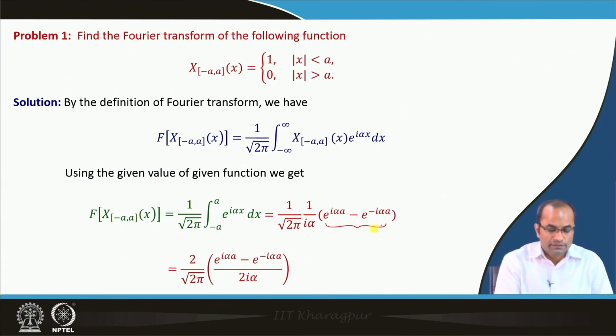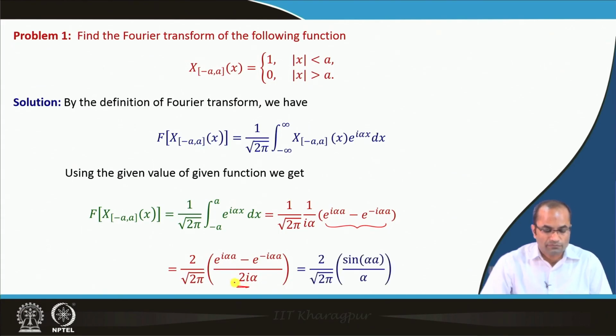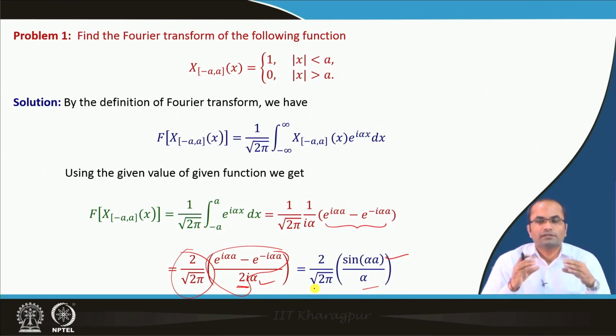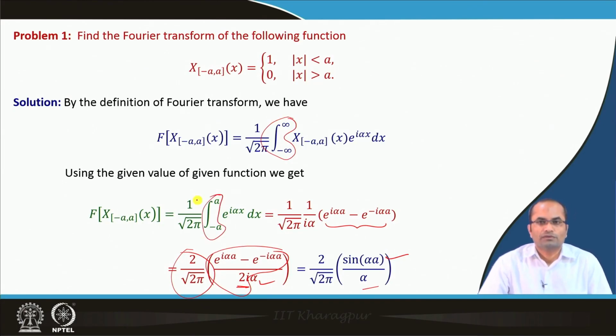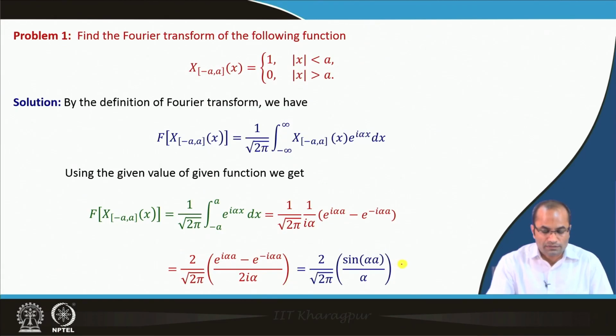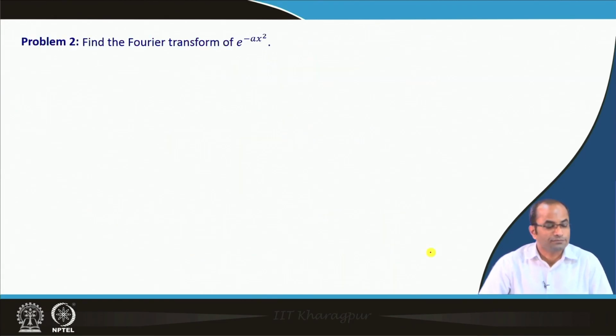We can also rewrite this in terms of the sine function. By introducing here 2 I, this is basically sine a alpha divided by alpha, and the outside factor is square root 2 over pi, or 2 over square root 2 pi. This was a very simple function because it is defined only in minus a to a. So the integral from minus infinity to infinity has become just from minus a to a, and because of the exponential function the integration was easier, and we got this value as its Fourier transform.